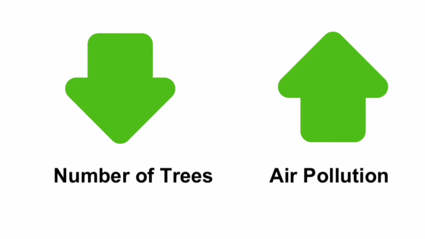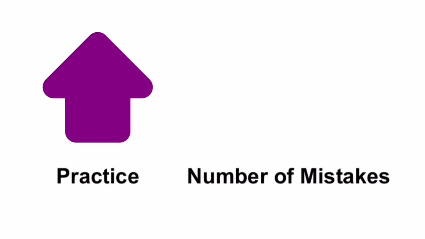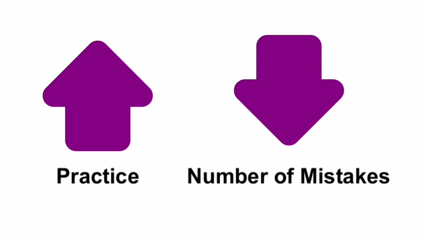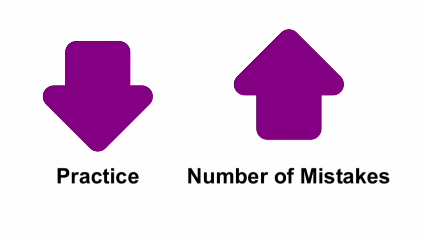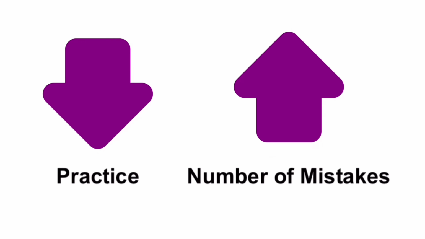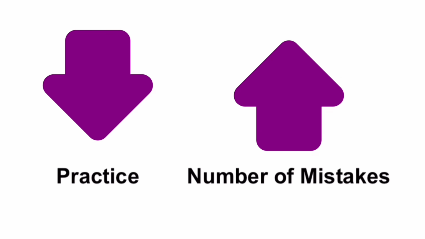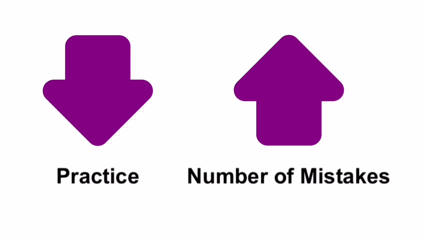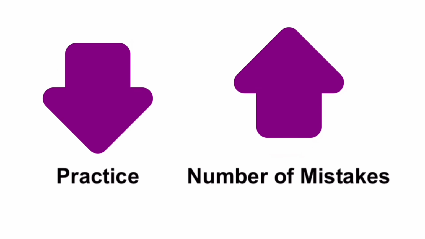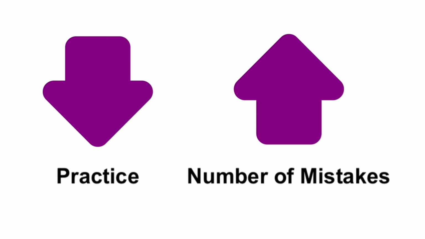Now let's look at another example. Practice and number of mistakes are inversely proportional to each other, which means that the more we practice, the fewer mistakes we commit. On the other hand, the less we practice, the more mistakes, or we have a higher probability of committing mistakes if we have less practice. So these two are inversely proportional to each other.